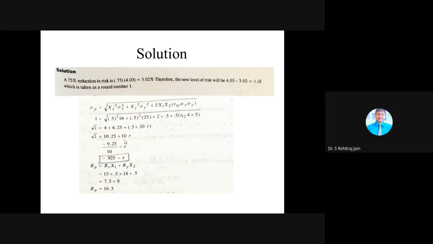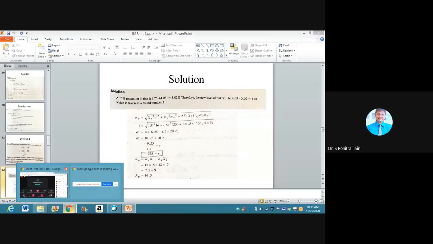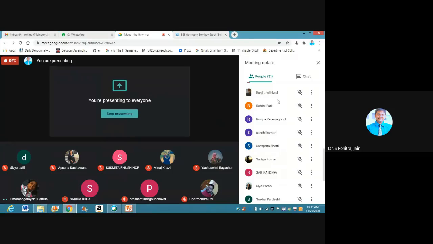I'm repeating. On the right hand side, 10r is equal to 1 minus 10.25, which is equal to minus 9.25. Then r is equal to minus 9.25 divided by 10, which is minus 0.925. So till here in the calculation, if you have not understood, please ask me. Please ask me frankly.